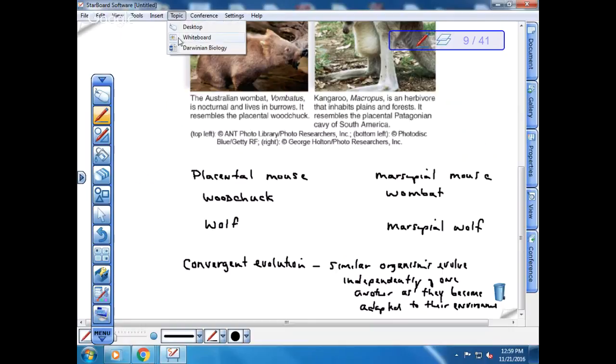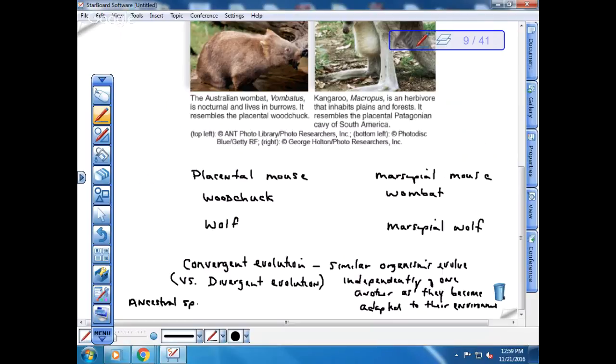So this is versus divergent evolution. Right. So divergent evolution says that you have an ancestral species that gives rise to many new species. Right.